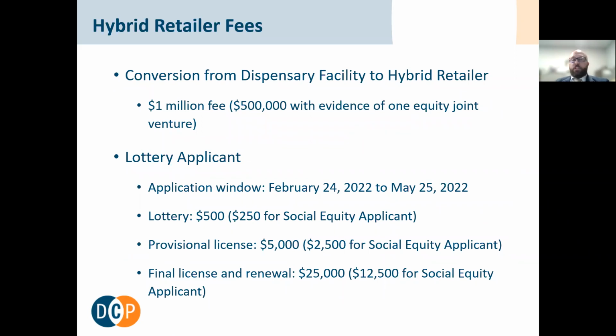For the conversion from a dispensary facility to a hybrid retailer, there's a $1 million fee to do that. That fee is again reduced to $500,000 with evidence of one equity joint venture. For a lottery applicant, the application window starts February 24th and closes May 25th. The fees for the lottery are outlined there.